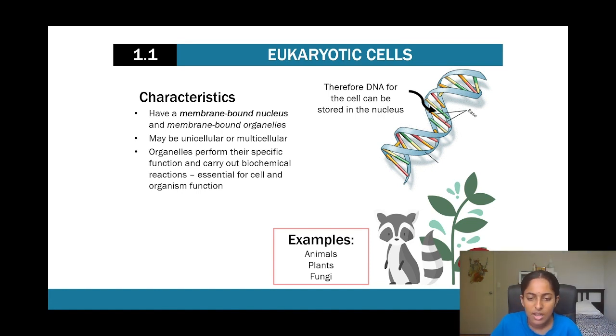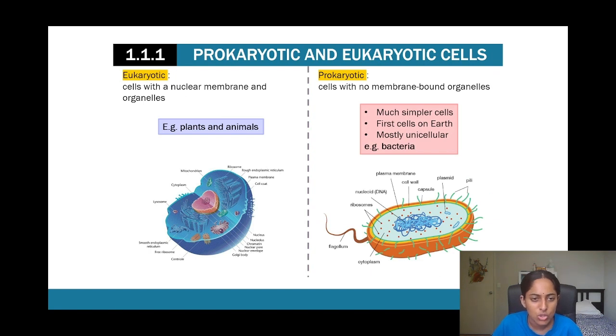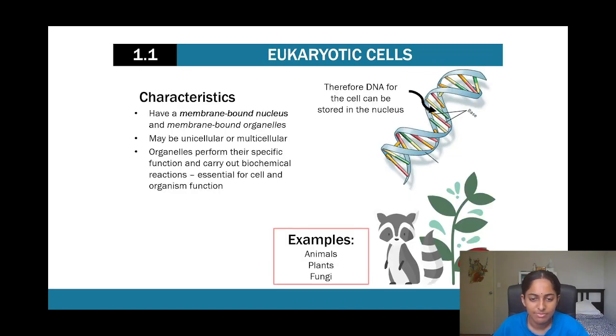When you compare how DNA is stored in eukaryotic organisms as well as prokaryotic organisms, it's stored within the nucleus in eukaryotes, whereas it's stored in the nucleoid over here. So it's important to understand the differences as well as the similarities, because you'll be asked a compare question as to how these structures work. And I've also mentioned that animals and plants are examples, but fungi is also another example.